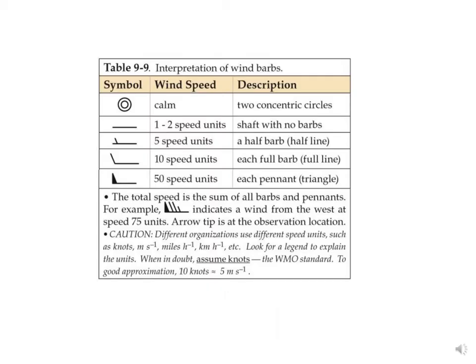So just to recall back from the winds, if we have two concentric circles, that's going to be calm. A bar with no flags on it, basically, is 1 to 2 units, and for these it would be knots because that's the standard for wind measurement speed in the United States. Half a flag basically is 5 units. A full flag would be 10 knots, and then an actual flag that's filled in is 50, and you can add those together to get to whatever wind speed you want to get.